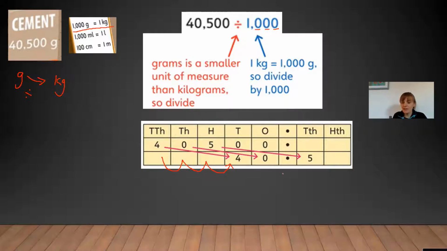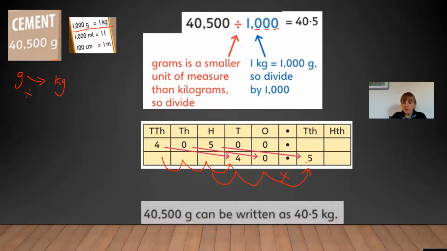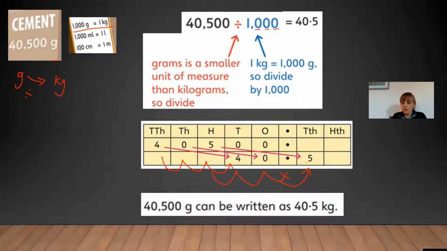That isn't a place. The 5 here from the 500s will have gone 1, 2. Now, some people will have plopped it on here, but no, it has to jump around there and it will land as place 3 into the tens column. So we can say that 40,500 divided by 1,000 is 40.5. So 40,500 grams can be written as 40.5 kilograms.